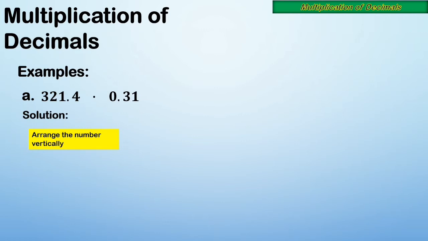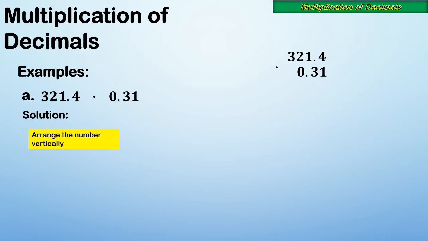Now, the second one is the multiplication of decimals. Hindi natin pwedeng isabay ang division kasi magkakaiba yung rules. In multiplication of decimals, let's have this example para malaman natin yung rules. 321.4 times 0.31. Arrange natin into vertical. 321.4 times 0.31.